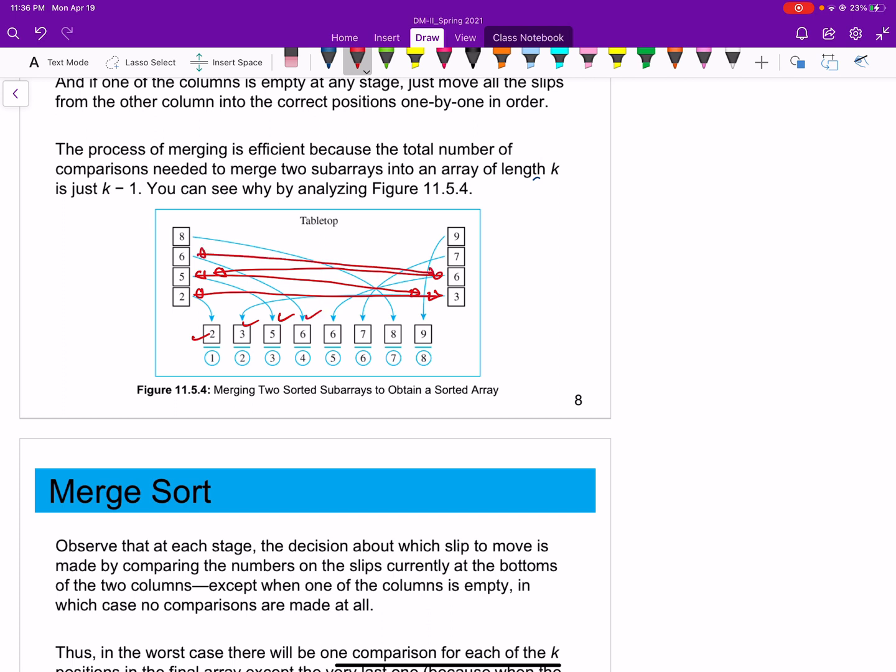You got 6, and then you compared that 6 with that 8, and then you got 6, and then you compared 8 with 7. You got 7, and then you compared 8 with 9. You got 8, and then the remaining one was 9. So how many comparisons are there? Let me write them above. Number of comparisons equals number of arrows: 1, 2, 3, 4, 5, 6, 7. There were 7 comparisons.